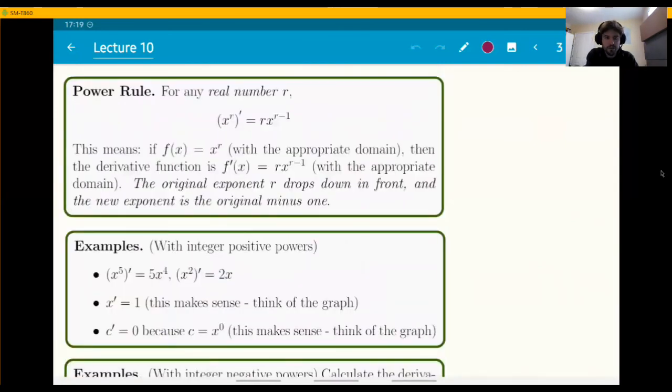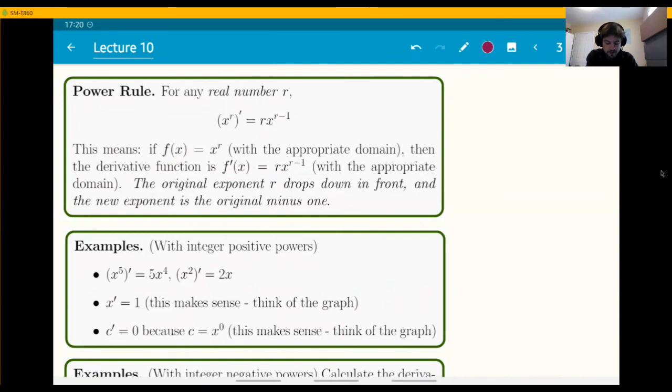The first one that I'm going to mention is this one called the power rule. So you're looking now at a function where the variable is in the base. It's x, the variable x raised to a constant r. So for any real number r, the derivative of this expression is r times x to the r minus 1. What does that mean? It means if f of x is equal to the function x to the r with the appropriate domain, we'll talk about that later, then the derivative function f prime is r times x to the r minus 1, also with the appropriate domain.